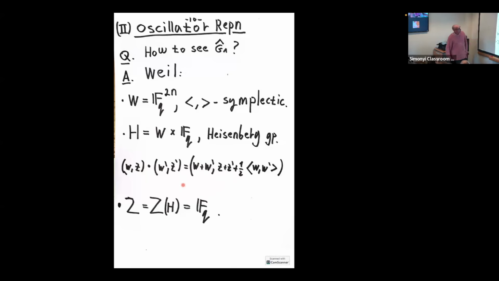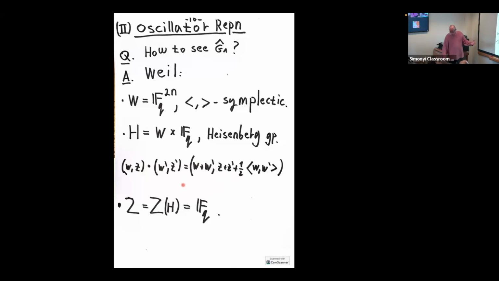And they wrote it down. So you take the vector space, the symplectic space W, times Fq, and write this product: (W, Z) times (W', Z') is (W plus W', Z plus Z' plus half the symplectic form of W and W'). This group, because the symplectic form is skew-symmetric, is slightly non-commutative. It's a two-step nilpotent group with center, actually all the guys living just on the Fq coordinate.